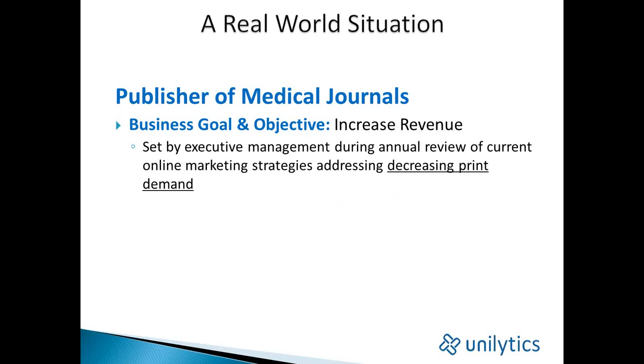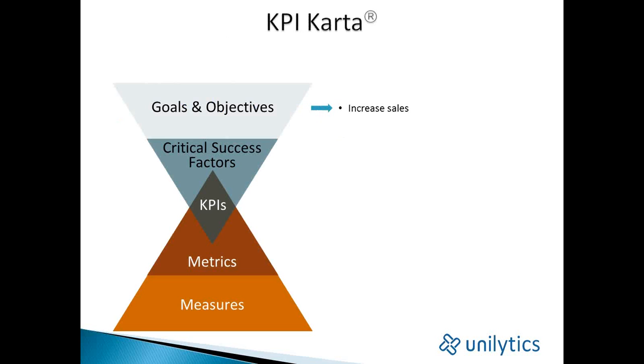So we do a lot of these workshops with clients where we work with them interactively to figure out what their KPIs should be. And in this case, and with many cases, it was confusing and a little bit challenging to use the simple model that I just described. So in this case, the business goal and objective was to increase revenue. All right, pretty straightforward. And this was set by the management during their annual review, looking at their current online marketing strategies to address the fact that their print demand was decreasing. In other words, they are a medical journal and people are buying fewer hard copies. So that was a problem. So the goal and objective was to increase sales.